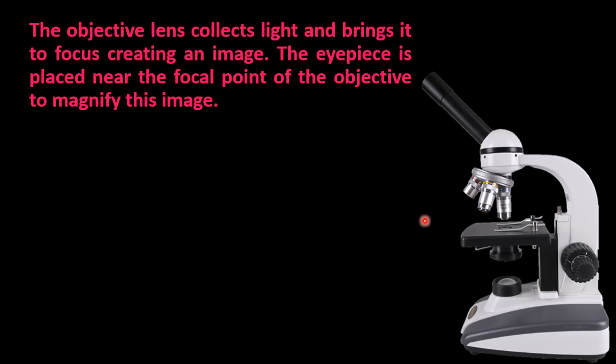Now let us try to understand in short how the compound microscope works. So this is a compound microscope. The object is placed somewhere here, and this objective lens collects the light from the object or the sample and forms an image. That image formed by the objective lens is again magnified by the eyepiece, and we are able to see very small objects also.